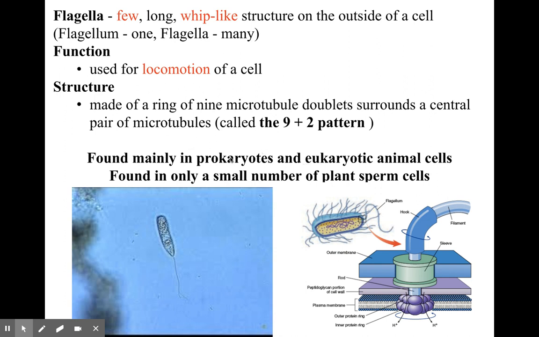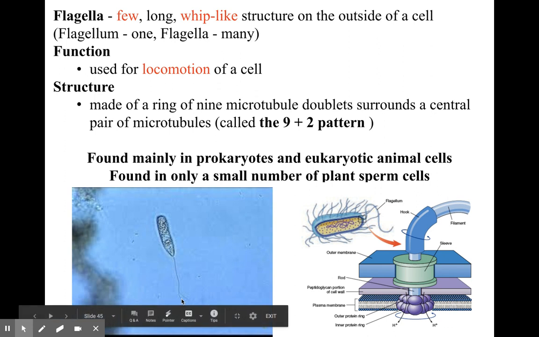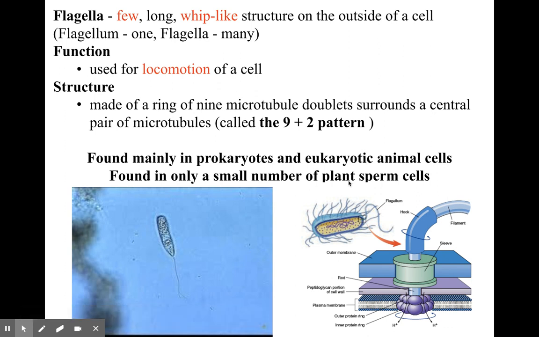Now, prokaryotes can have the flagella. Eukaryotes do too. We can think of sperm cells in the human or in mammals or animals. They have a flagella. So we find them in eukaryotes. Some kinds of plants have sperm cells that have flagella on them too, but normally we're just talking about animal cells and prokaryotes. And that leads us to notes review 4.